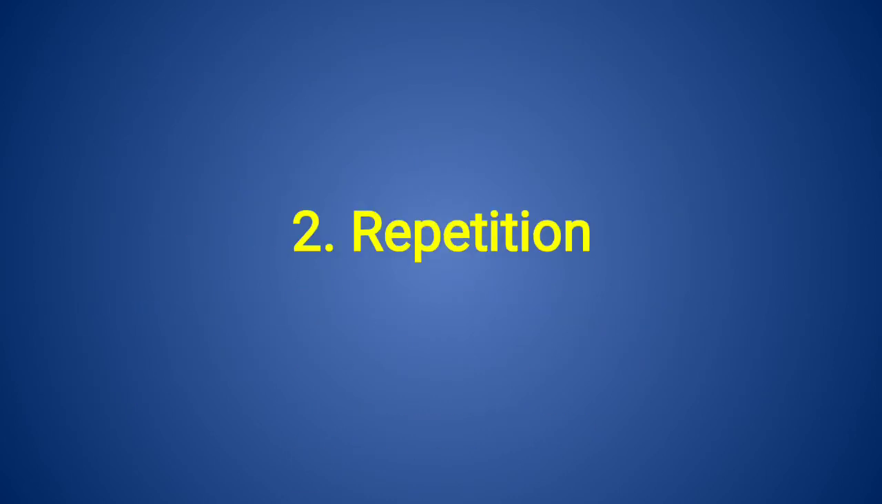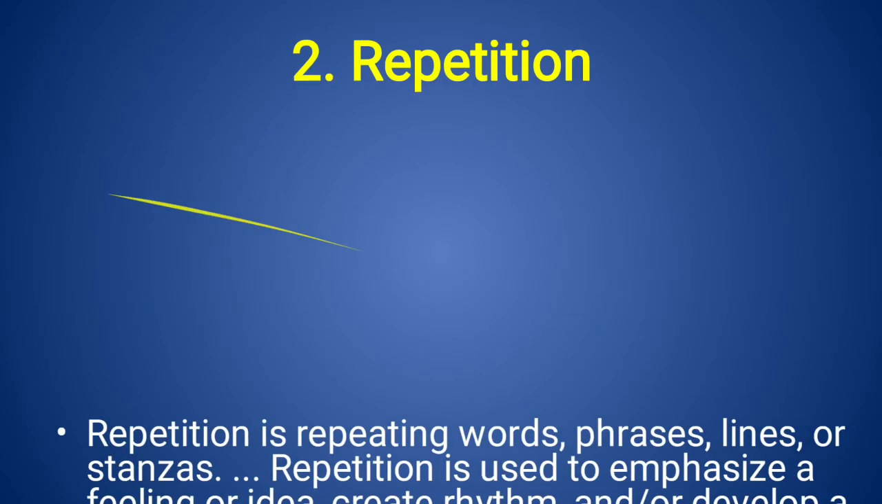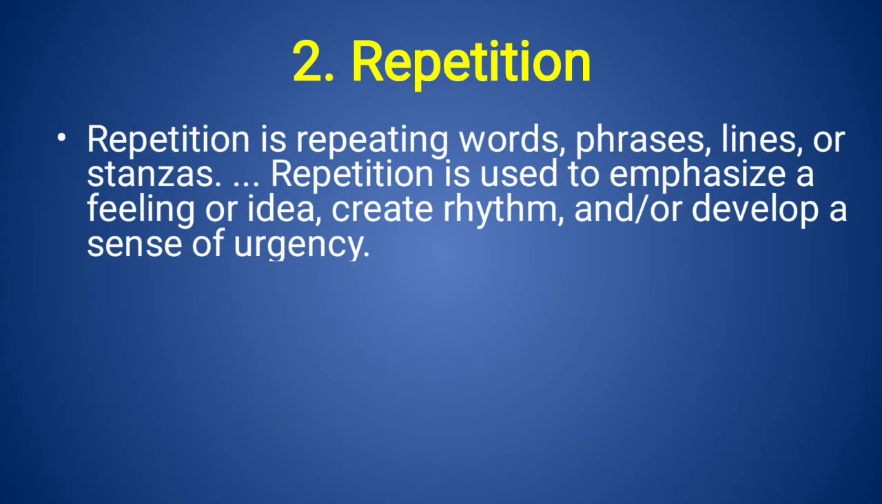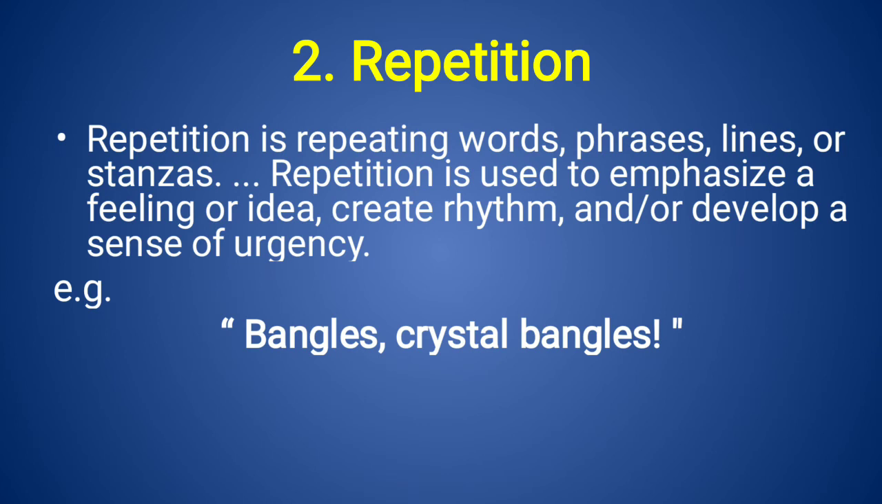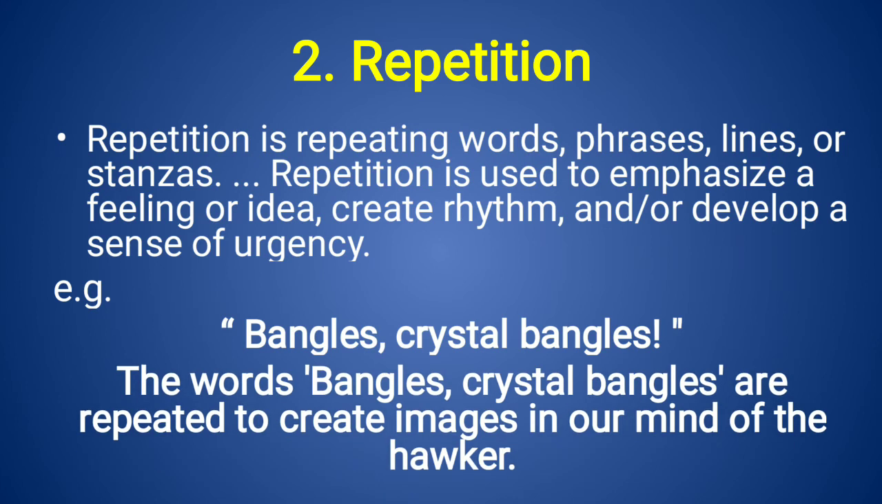The next figure of speech we are going to discuss is repetition. Repetition is repeating words, phrases or lines, or maybe sometimes stanzas. Repetition is used to emphasize a feeling or idea, or to create rhythm and to develop a sense of urgency. Here we have the example of repetition: Bangles, crystal bangles. This particular line is repeated. Why is it repeated? To develop a sense of urgency, to create a rhythm. The words bangles, crystal bangles are repeated to create images in our mind of the hawker. This is the intention of the poet, and he would like to create the picture or the image of a hawker in our mind with the help of this repetition.